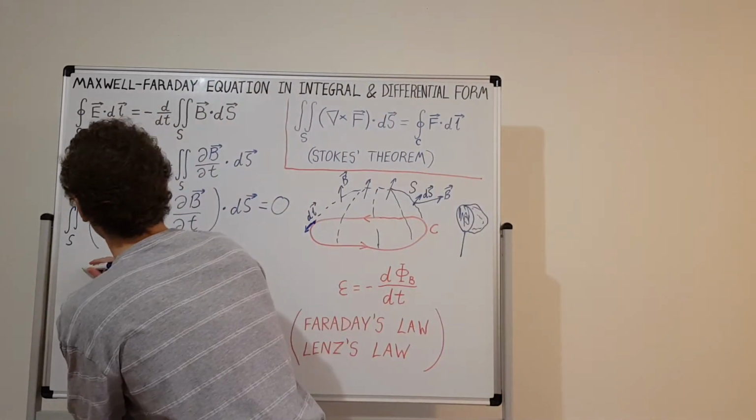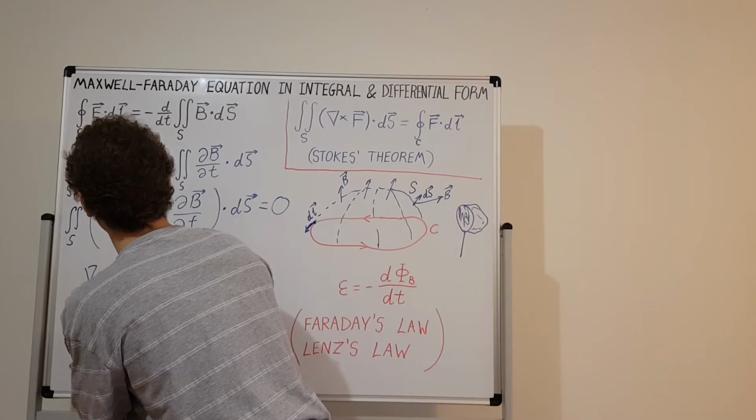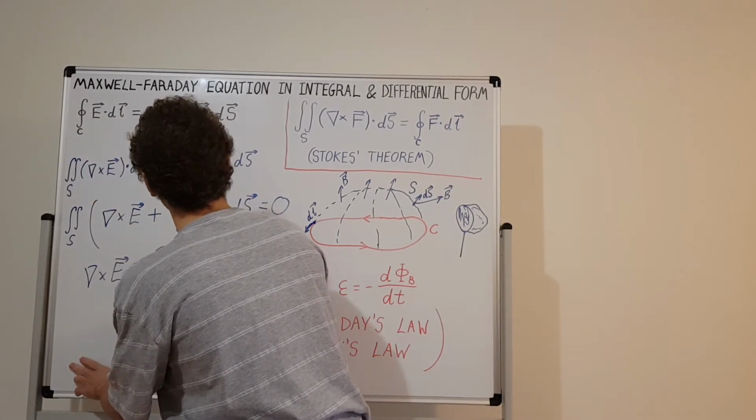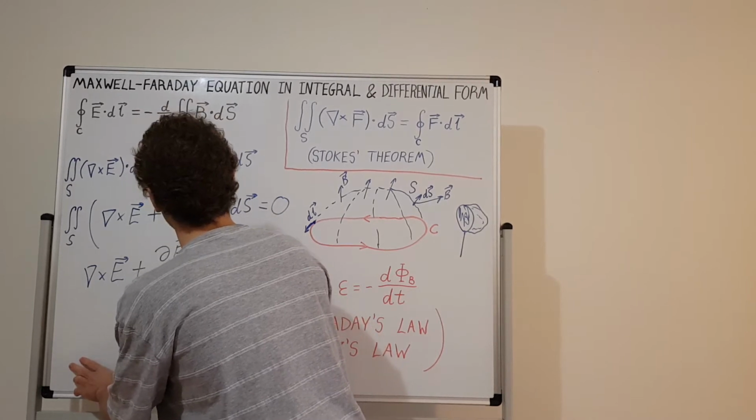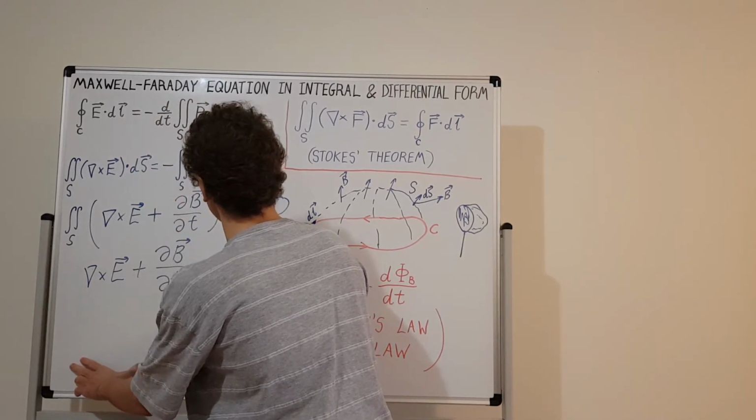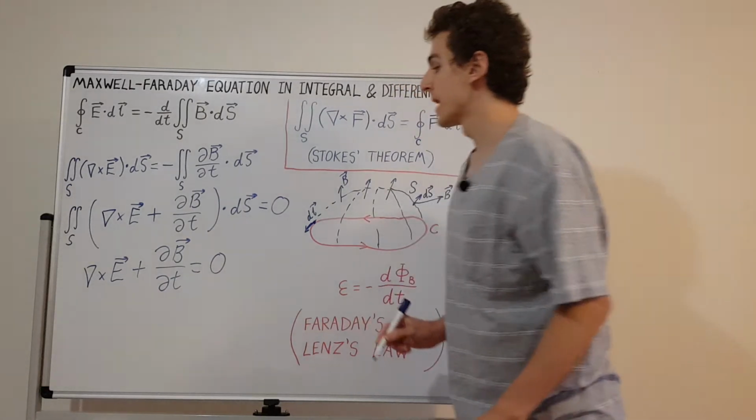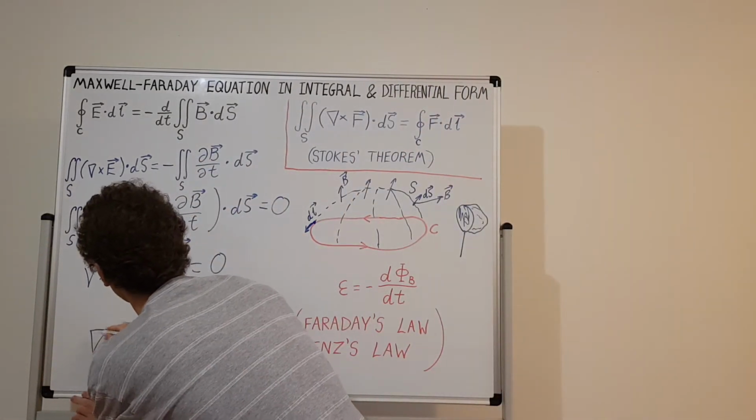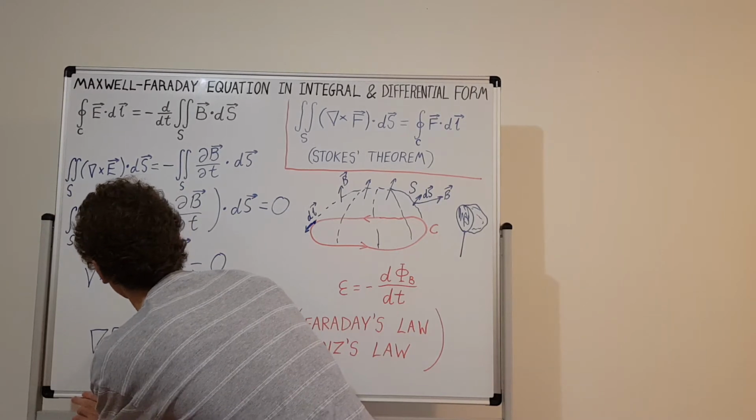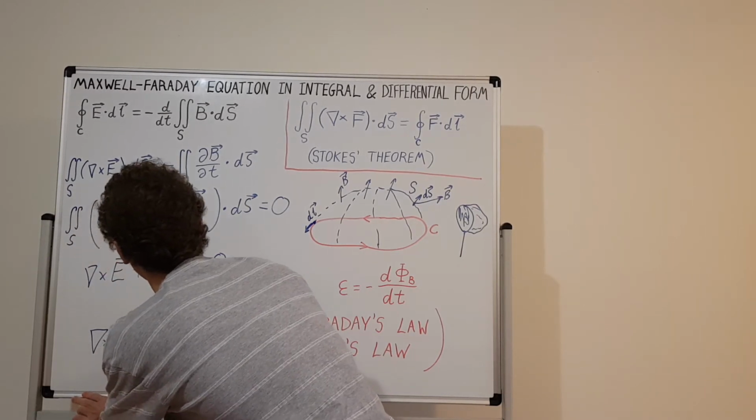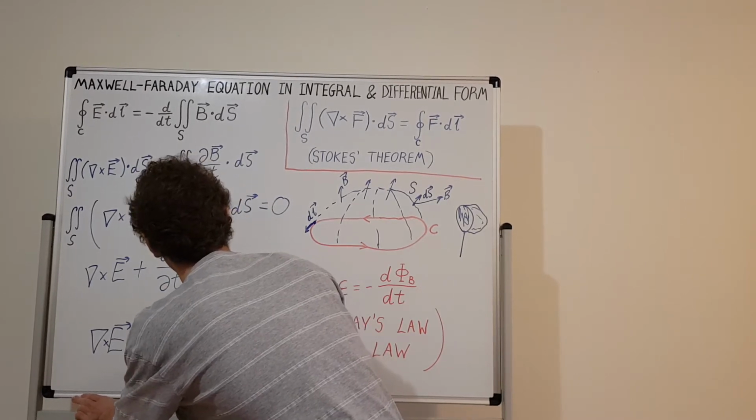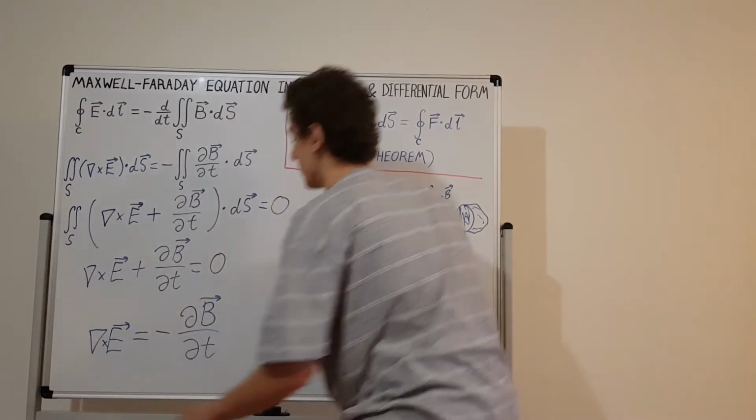So we know that this guy plus this guy have to equal 0. And now we can simply move this guy to the other side, and I'll write this down here. And here's what we have.